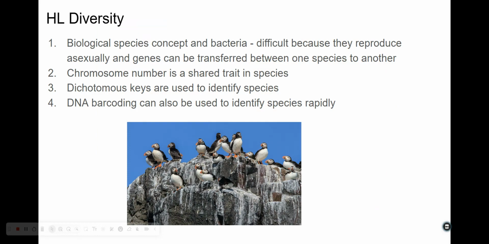So these are puffins. The other way you can do it is DNA barcoding to identify species rapidly. So you take environmental DNA, such as water samples, soil samples, or poop samples, and you can use it to identify the species and what the species has been eating.